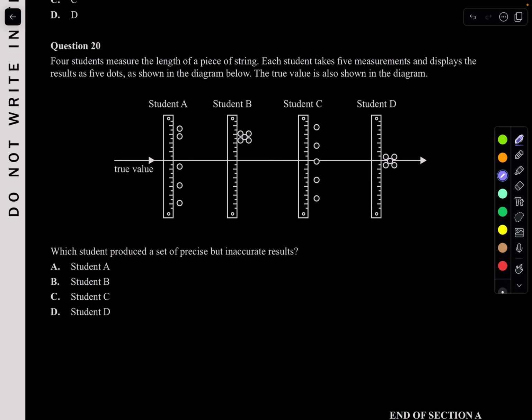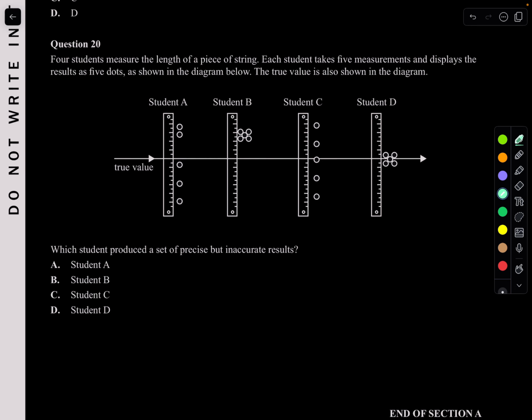Each student takes 5 measurements and displays the results as 5 dots as shown in the diagram below. The true value is also shown in the diagram. Which student produced a set of precise but inaccurate results? Precision means how close those values are to each other. So what is the range? How close are the range of these values? Accuracy means how close is the value to the true value?